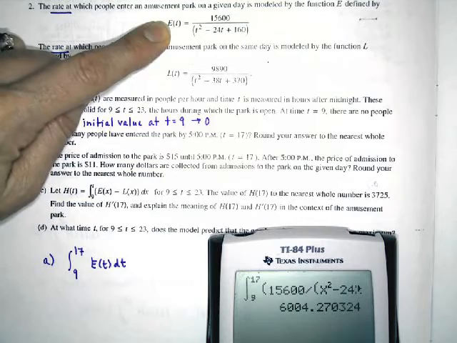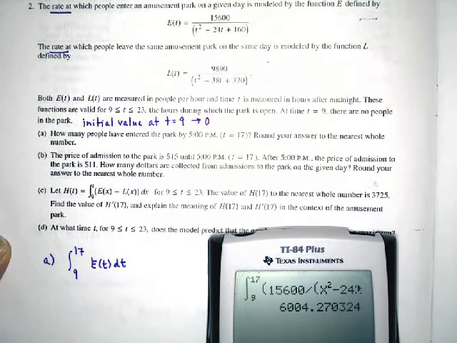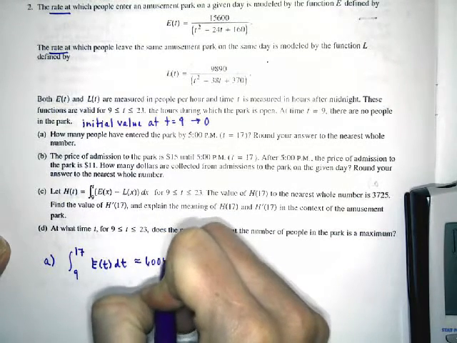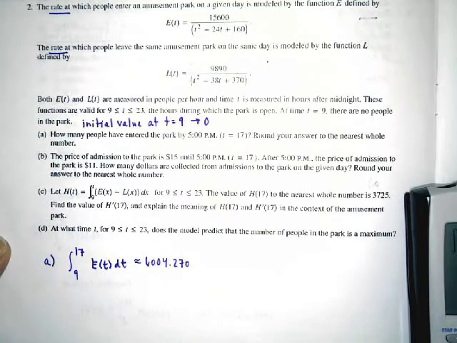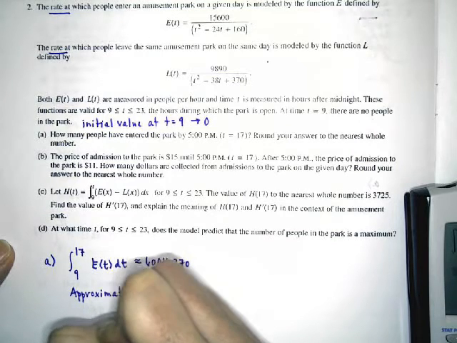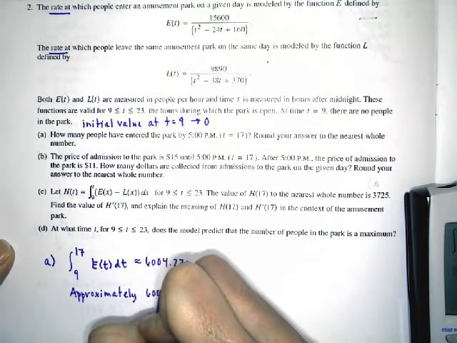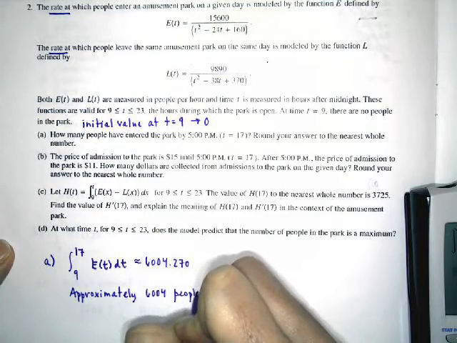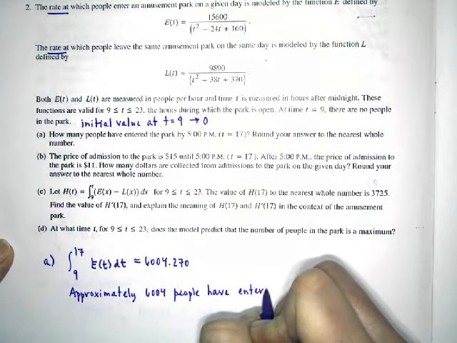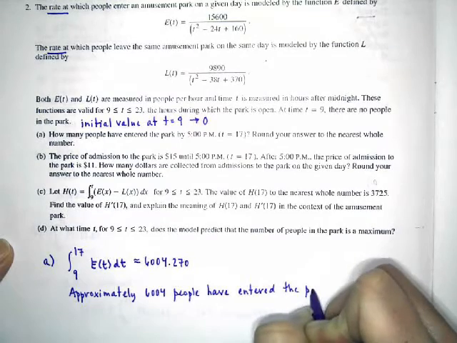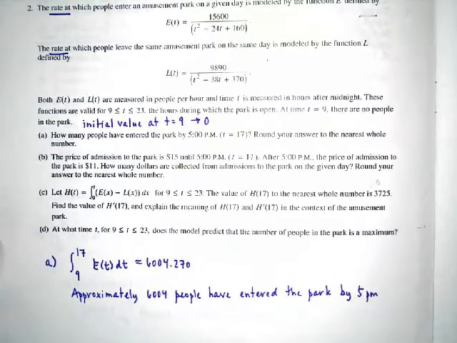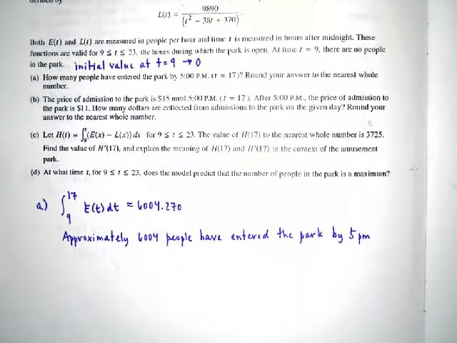And so we get approximately 6,004.270. So that value is 6,004.270. And so then we know approximately 6,004 people have entered the park by 5 p.m. Okay, so there's part A.